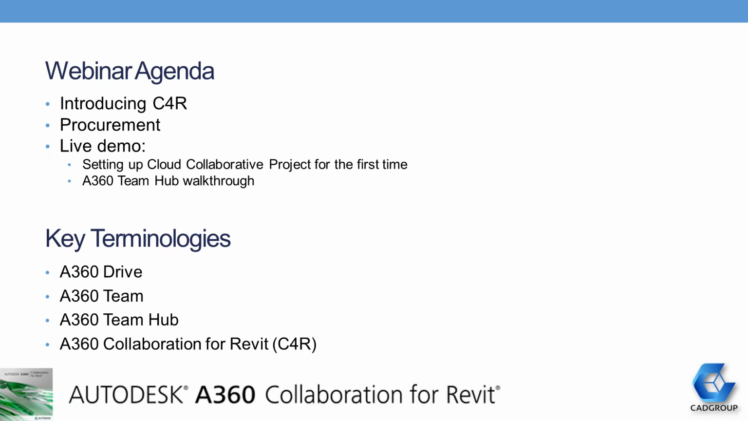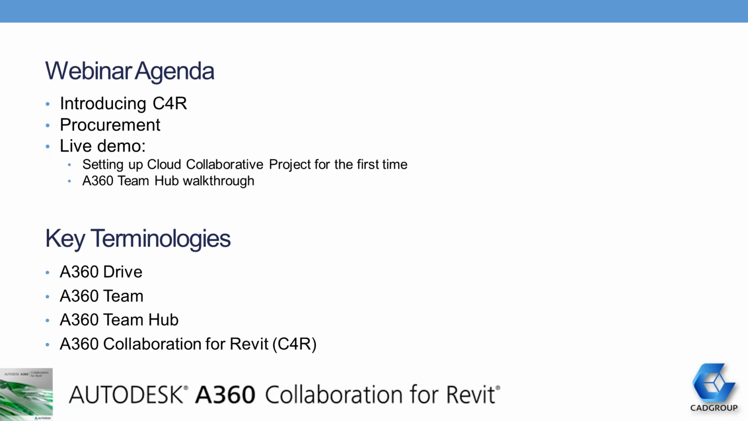We'll be looking at the procurement process, just a very quick overview of that, not going into too much detail, but just the logistics of getting hold of it and getting it set up. And then we'll be going straight into a live demo, setting up a collaborative project for the very first time, and then how to set that up in what's called the Team Hub, which is the space where you go in to manage all your projects, manage the online version of the project for people to look at, and have online meetings.